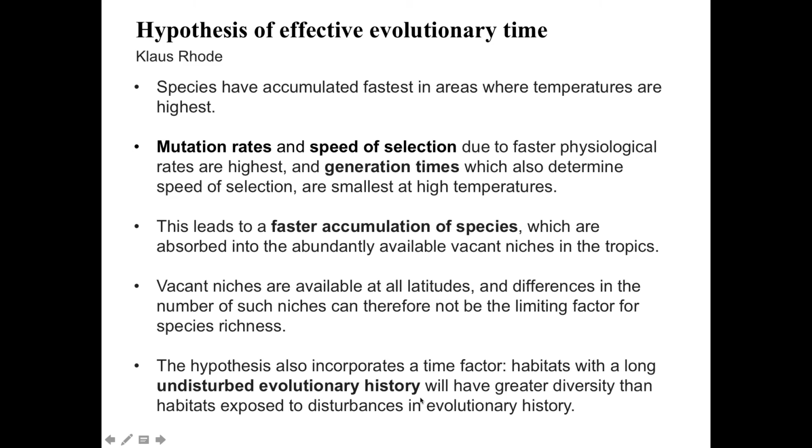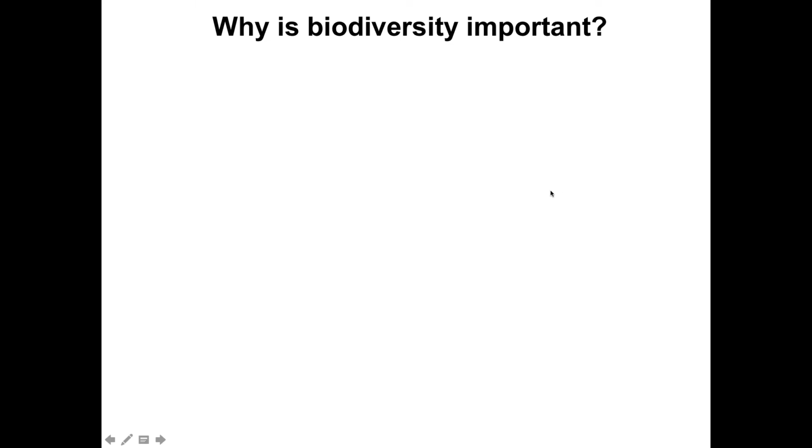So low latitude environments were largely immune from, or were more protected from things like ice ages, and have had a very stable history. So that and the faster mutation rates, speed of selection, and shorter generation times, Professor Roeder suggests, has led to the latitudinal gradient in species diversity. It's still an open question, a very interesting thing.